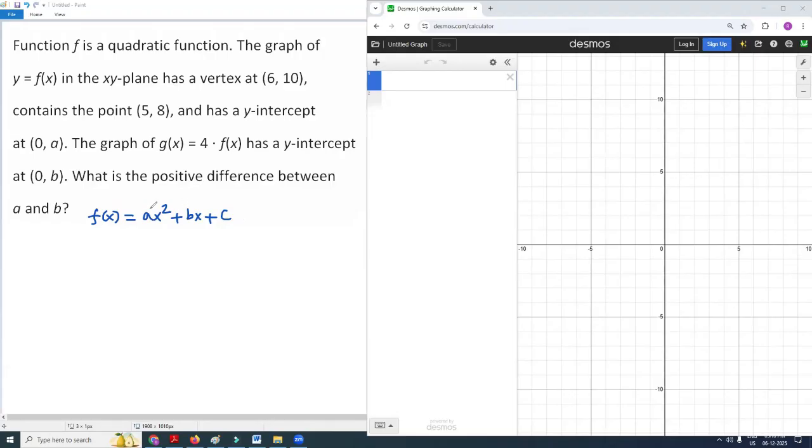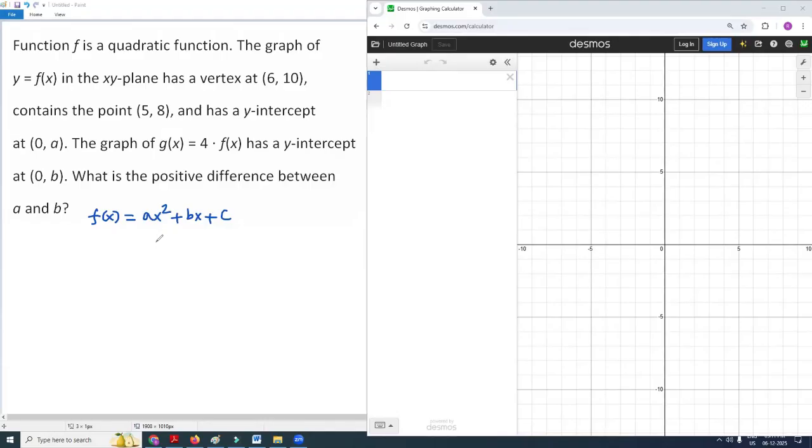Okay, to get the y-intercept of the function f of x, we have to plug in x equals 0. But here, this quadratic function f of x contains three unknown constants, a, b, and c. First we have to know the values of these three constants. Here we have 2 points on the graph, the vertex (6, 10) and another point (5, 8). Using only 2 points, it's not possible to get the values of three unknown constants in Desmos.